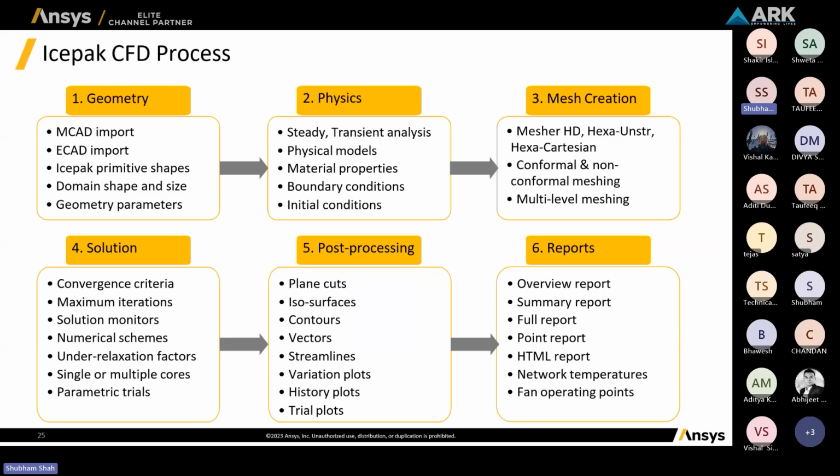Apart from that, we'll come to the post-processing part. We'll see cut planes, isosurfaces, various contours, vectors, streamlines, velocity plots, history plots, and trial plots. These are the different kinds of post-processing we will be doing. Then, coming towards the final step, we'll get the full reports: HTML reports, point reports, overview summaries, and the fan operating points. These are the different reports you can go ahead with as per the requirement.